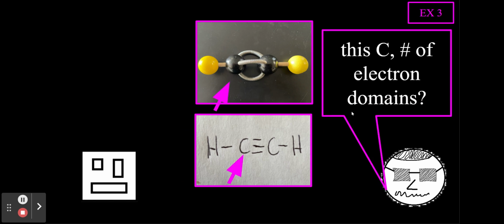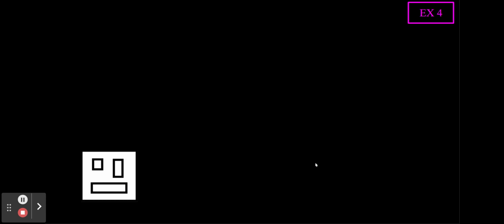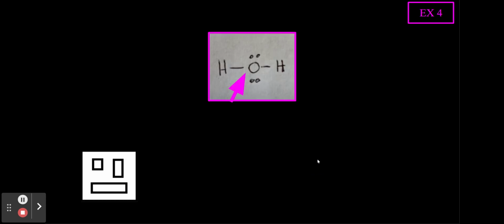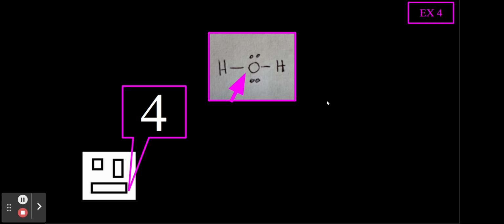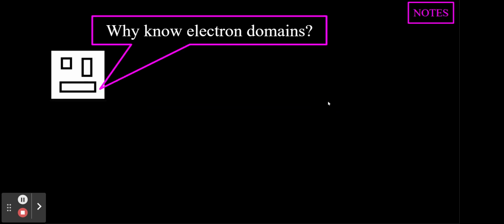Here's another example. These carbons, all right, 1, 2, 1, 2. It's got 2 domains. Nice job, Dr. Square. All right. How about this oxygen right here? So 1, 2, 3, 4. It's got 2 lone pairs, 2 singles, so it should be 4. Correct.